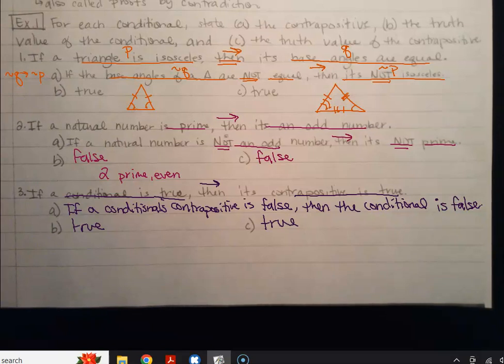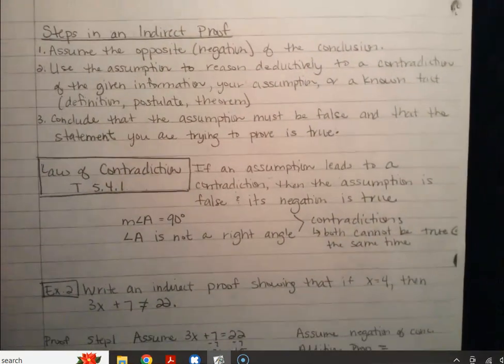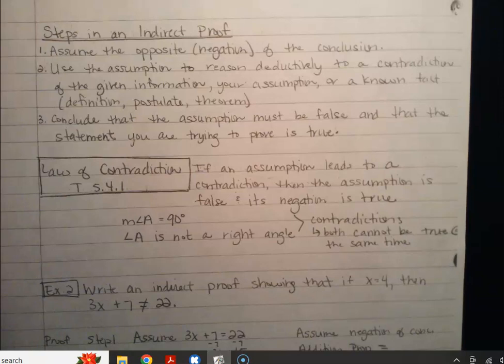So there's our first start, looking at some of these contrapositive things. All right, so our first objective was writing the steps in an indirect proof, and here they are. Step 1, you're going to assume the opposite or the negation of the conclusion. Okay, we're negating the conclusion.